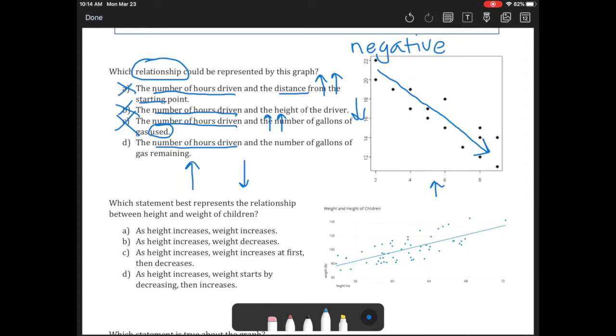So we're down to D, and we're hoping that the first one goes up and the second one goes down. The number of hours driven and the number of gallons of gas remaining. So the longer you drive, the less gas you have left. Here is our negative relationship.